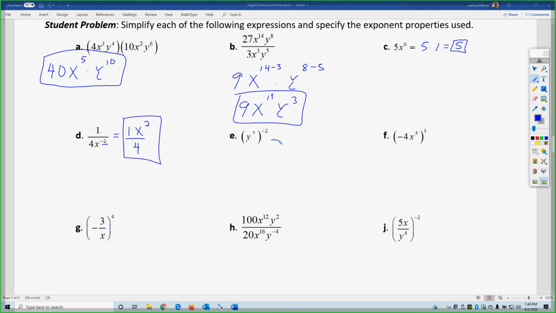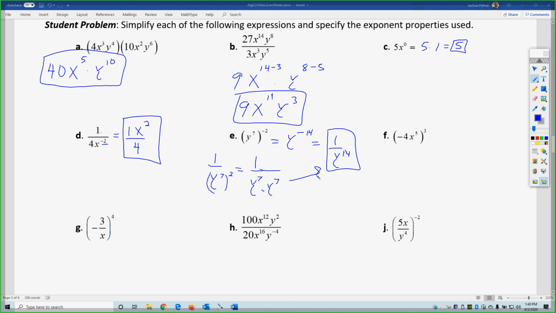Power to power rule is multiply, so y to the negative 14 equals 1 over y to the 14. If you don't remember the property at some point, you could rewrite them out longhand if you wanted to. So that is 1 over y to the 7, squared, if you wanted to rewrite it that way, which is 1 over y to the 14, which is the same thing. You're welcome to write out 14 y's if you want to, or just know the properties.